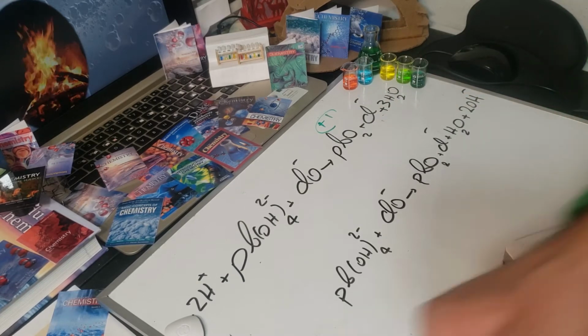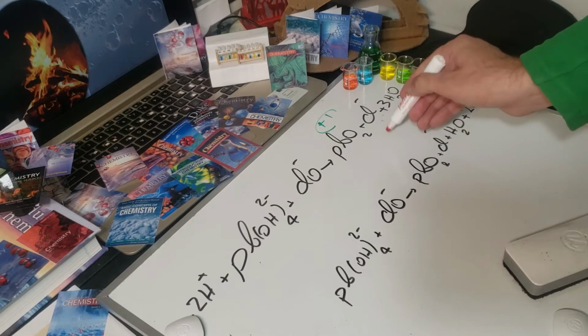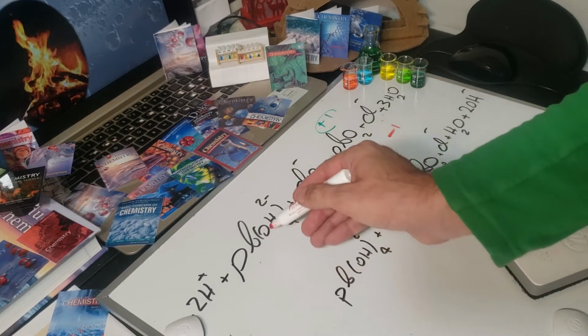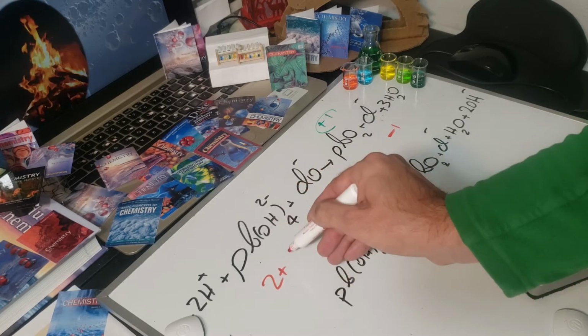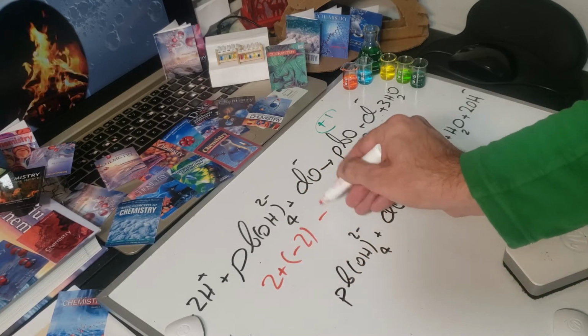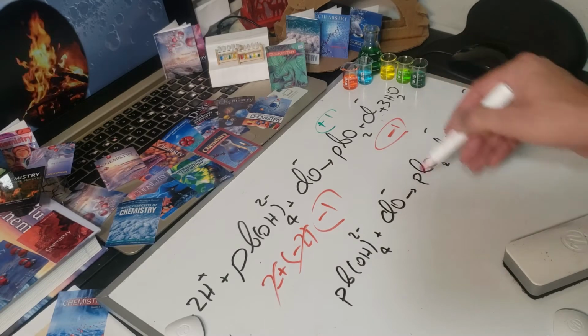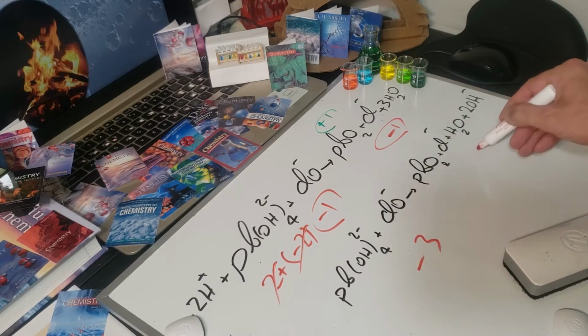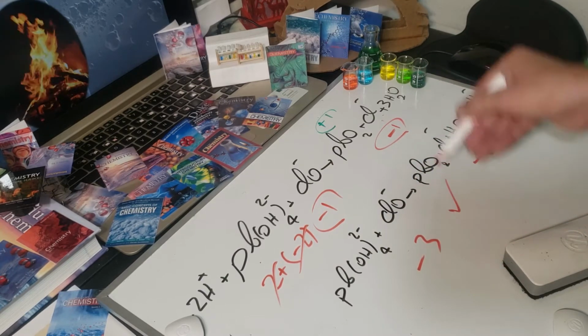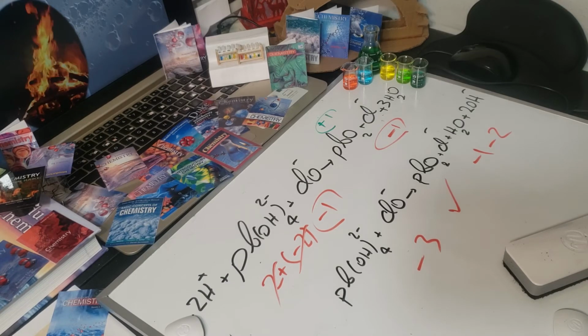Let's now go check the charges. I have a negative charge over here, and I have 2 plus, a minus 2, and a negative. These will cancel out, negative on both sides. This is negative 3, and this is also minus 1, minus 2, so negative 3. So that's how the charge is balanced.